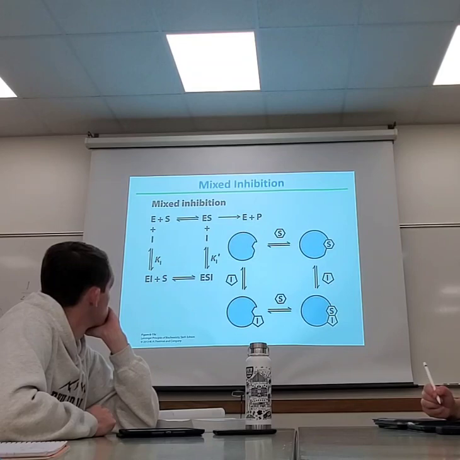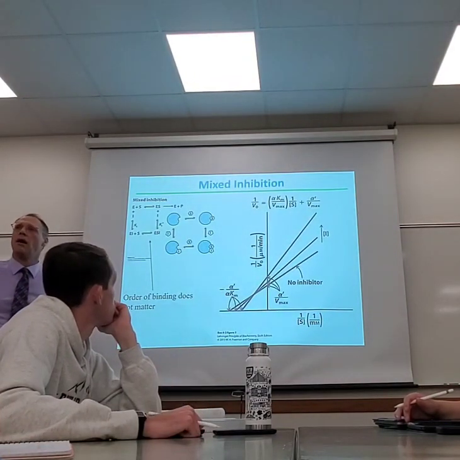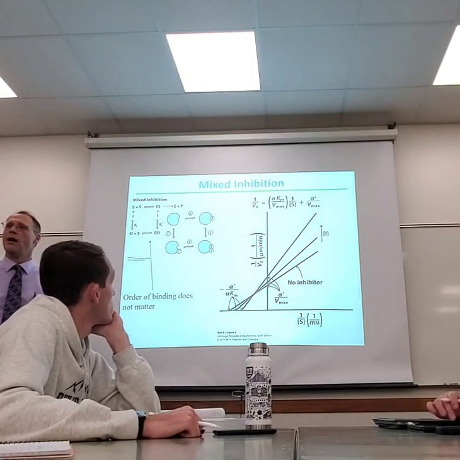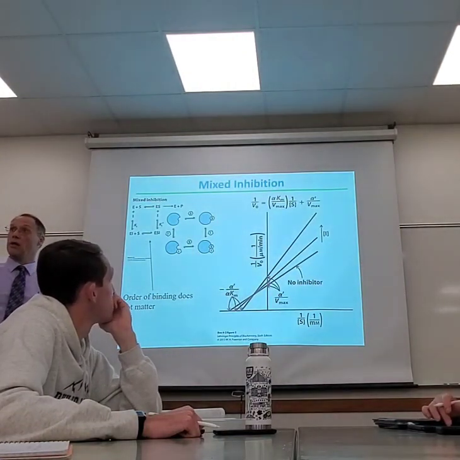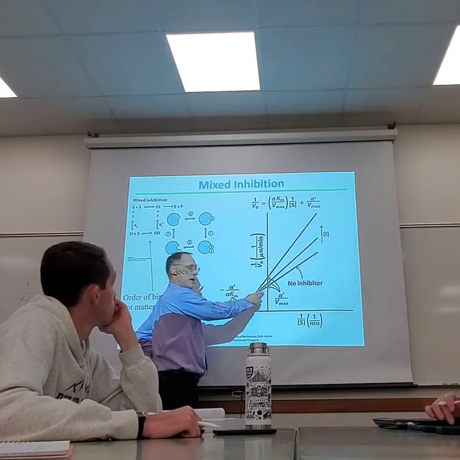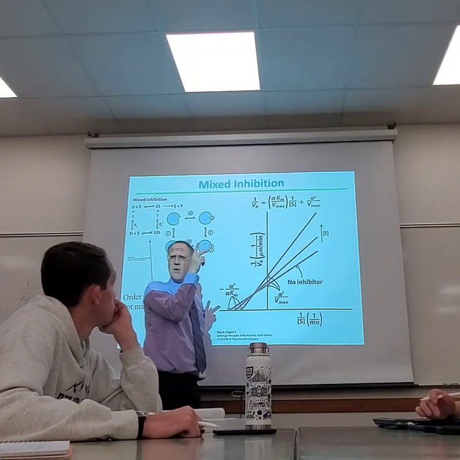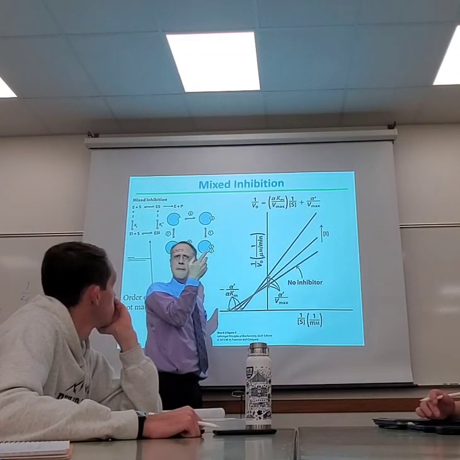So mixed inhibition looks like this, and here's the plot. That looks a lot like what? The first one. Competitive inhibition. It looks a lot like it. The competitive inhibition did what? Where was Vmax? The Vmax stayed the same. The Vmax was the same on the line. This one looks more like sequential, right?